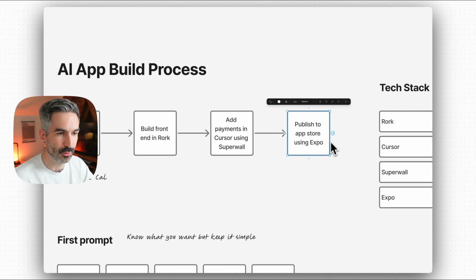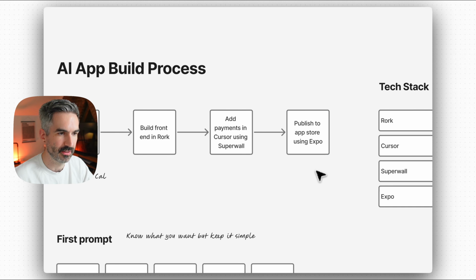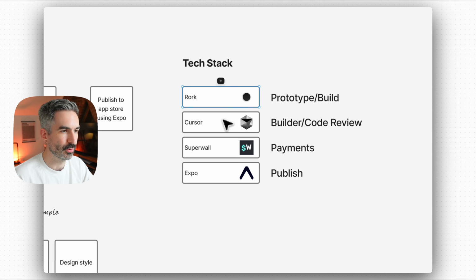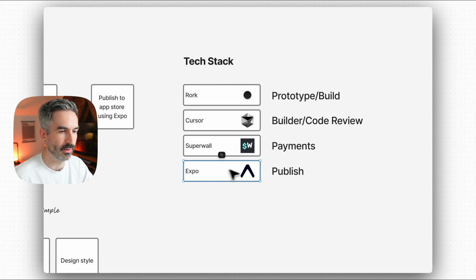And then we're going to use a tool called Expo to publish it to the App Store. So those are really the 4 steps, and this is our tech stack. We've got Rork, we've got Cursor, we've got Superwall, and we've got Expo.